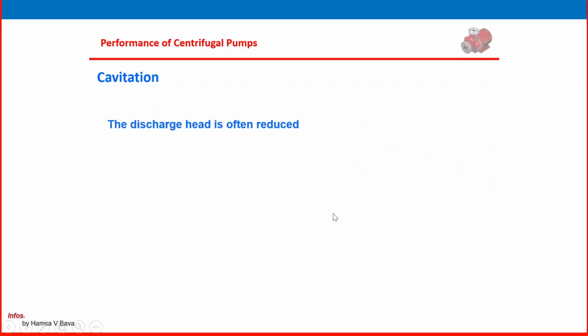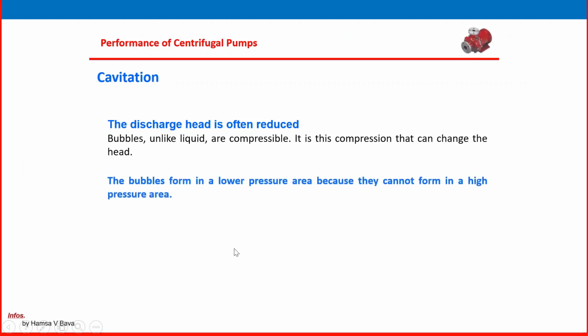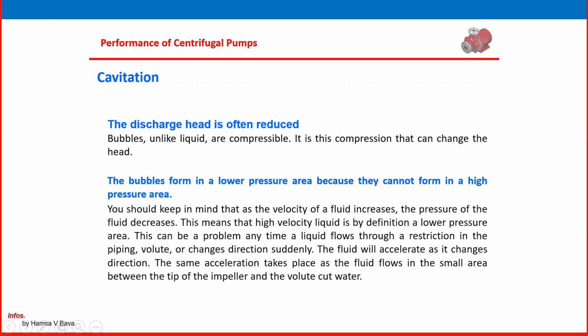Another effect is that the discharge head is often reduced. Bubbles, unlike liquid, are compressible, and this compression can change the head. The bubbles form in a lower pressure area because they cannot form in a high pressure area. You should keep in mind that as the velocity of a fluid increases, its pressure decreases. This means that high velocity liquid is by definition a lower pressure area.